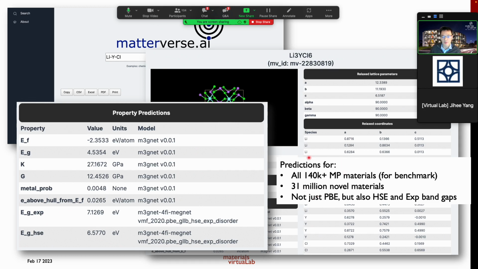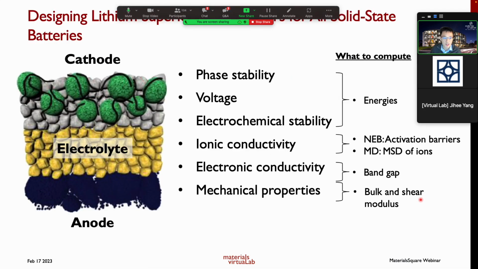And we actually have predictions for all 140,000 of the Materials Project materials, okay? The reason for this is not because we require them, because you already have DFT calculations done on them, but rather this is just for you to look at as a benchmark, just to compare the values, okay? We have about 31 million novel materials that have been generated, and of course, like I mentioned, you have different fidelities of band gap available, right?